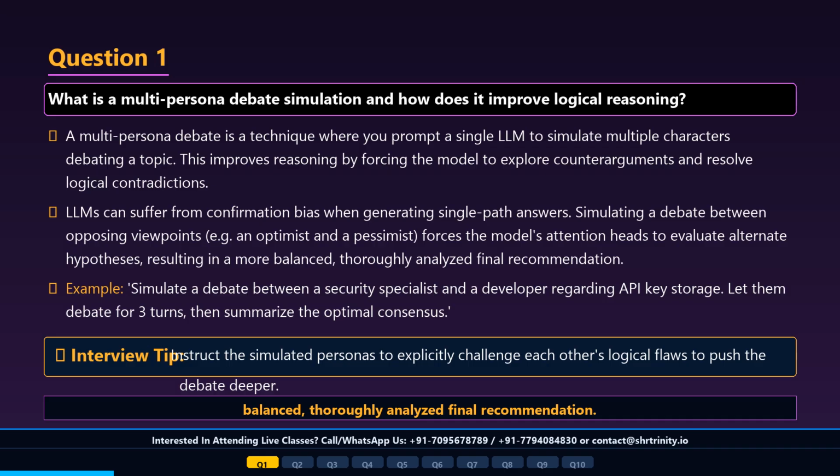For example, simulate a debate between a security specialist and a developer regarding API key storage. Let them debate for 3 turns, then summarize the optimal consensus. A common mistake is allowing the debate characters to agree immediately without challenging each other's assumptions. As an interview tip, instruct the simulated personas to explicitly challenge each other's logical flaws to push the debate deeper.